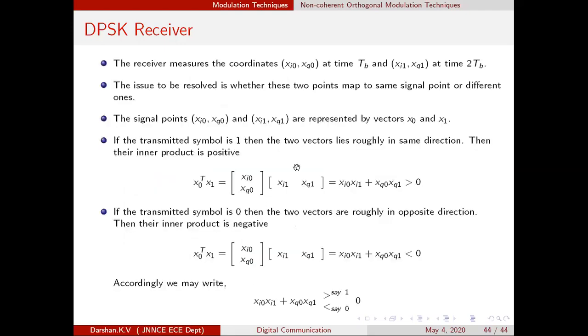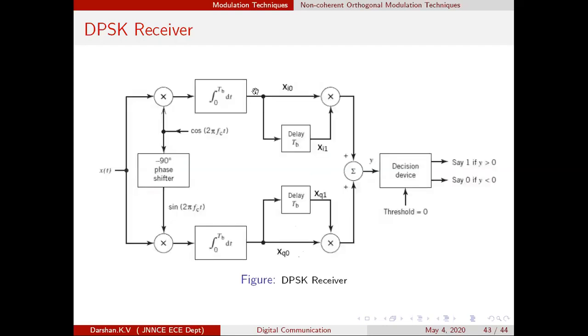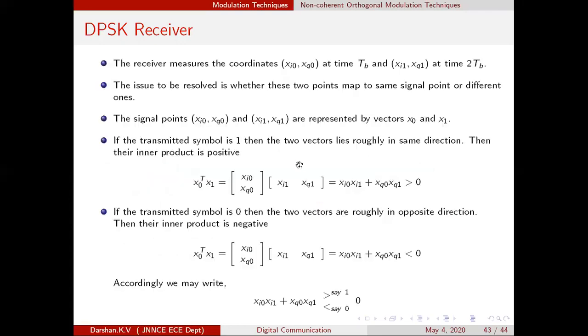Now let us try to analyze what the receiver is going to do. Then you will exactly come to know about the block diagram. I have not completely explained the block diagram. I have just explained this upper channel and the lower channel, and we will understand what this delay block will do. Okay, that we will see later. So what does the receiver do?